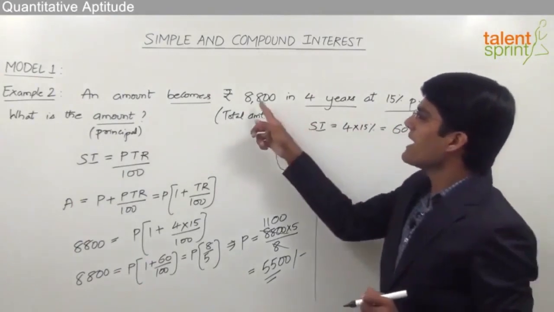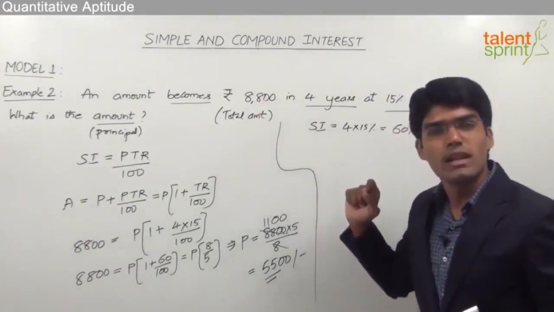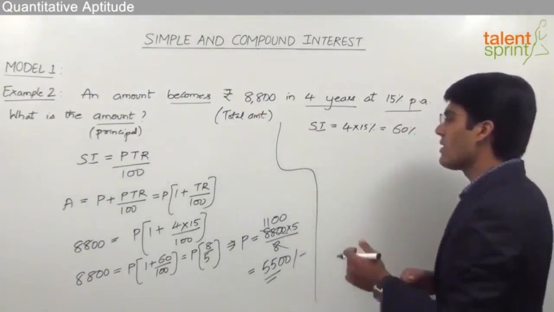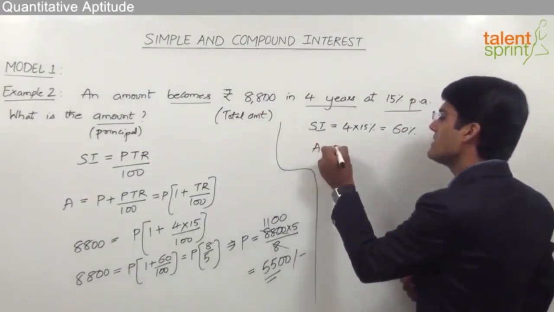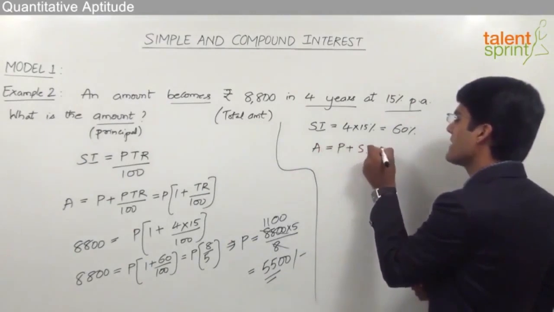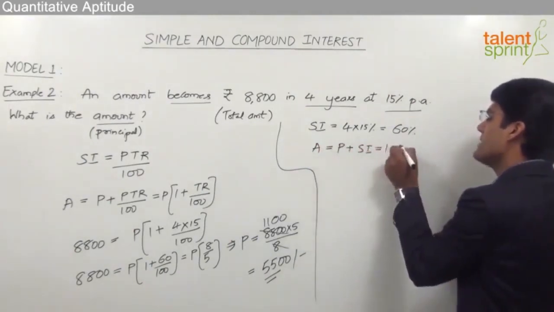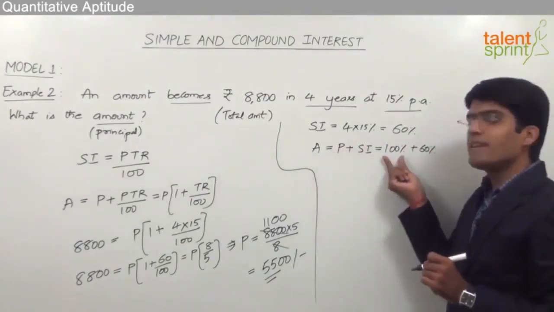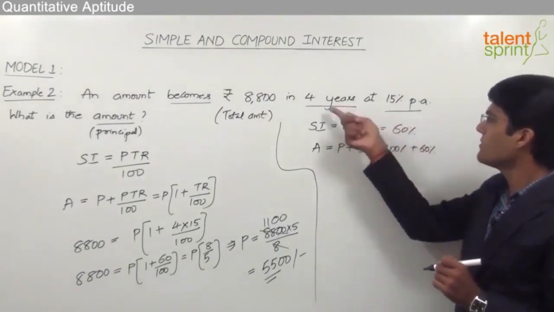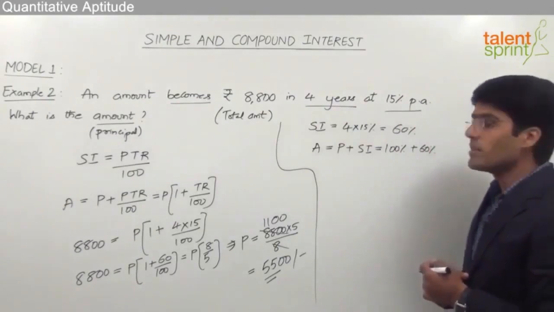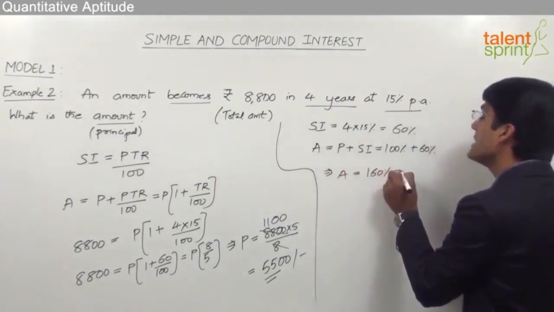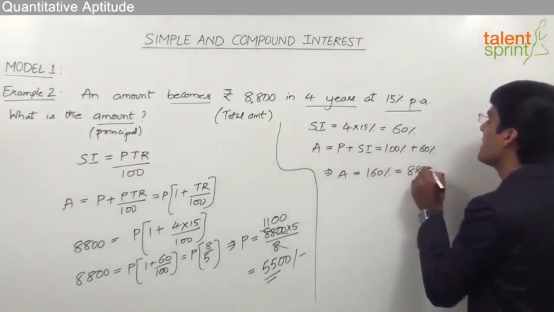And we also understand that 8,800 is the total amount. Now total amount is nothing but principal plus SI, or principal plus simple interest. So amount which is principal plus simple interest can be taken as 100% plus 60%. We very well know that principal should always be 100% and interest from the given question is 60%. So the total amount will be 100 plus 60, 160%, which is equivalent to 8,800 rupees.